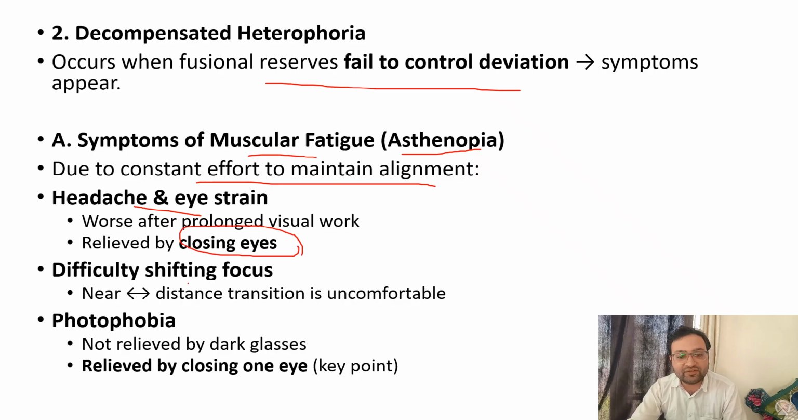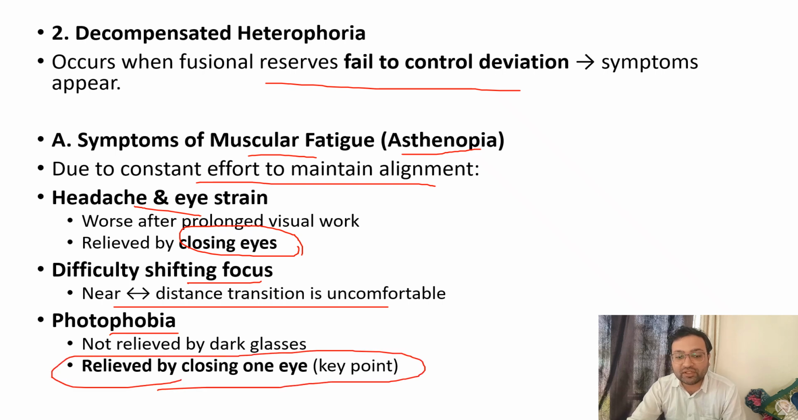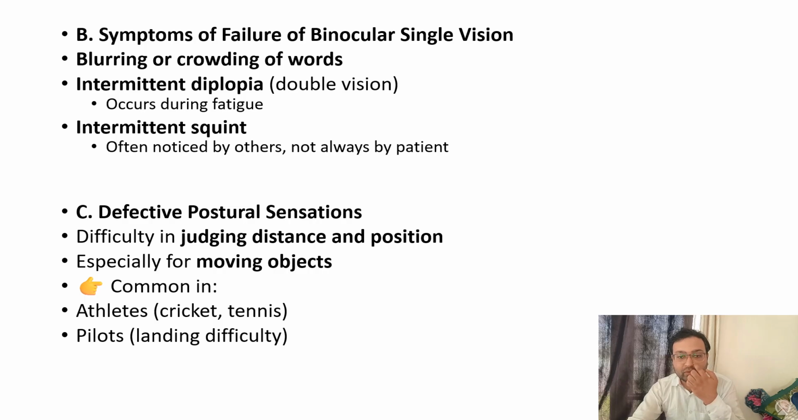Second, there is difficulty in shifting focus from near to distance, and the transition is uncomfortable. Then there is photophobia, which is not relieved by dark glasses. It is relieved by closing one eye, which is very important to diagnose decompensated heterophorias. Coming on to the symptoms of failure of binocular vision, there is blurring or crowding of the words, intermittent diplopia, and intermittent squint. Coming on to defective postural sensations, there is difficulty in judging distance and position, which is very important in the case of athletes as well as pilots.